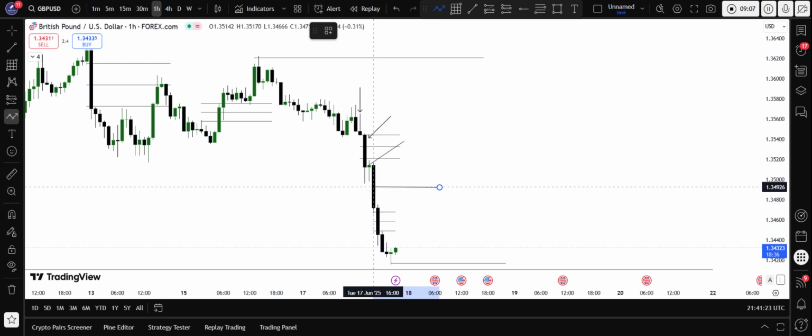So I cannot consider this space here a valid fair value gap. Doesn't mean markets can't come here and trade off it. Of course, markets can come here and reverse, but it is not valid. You don't expect the market to come back there. It can come back there, but you don't expect it. You understand? So this is the one you expect the market to come to and come down for a sell.